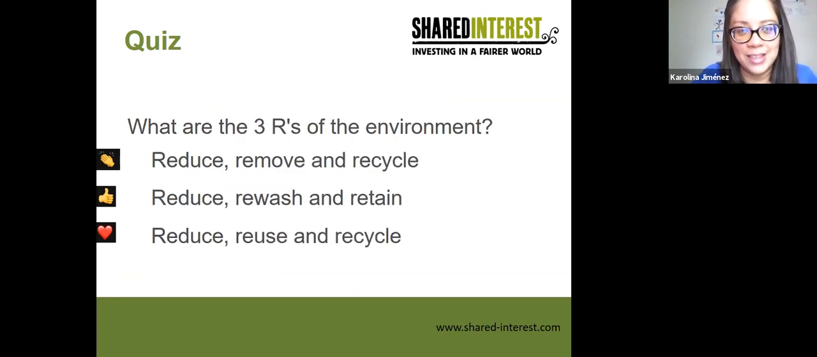Let's continue with the next question. What are the 3 R's of the environment? Reduce, remove, and recycle, reduce, rewash, and retain, or reduce, reuse, and recycle? Thank you. And the answer is reduce, reuse, and recycle. Excellent. Well done.